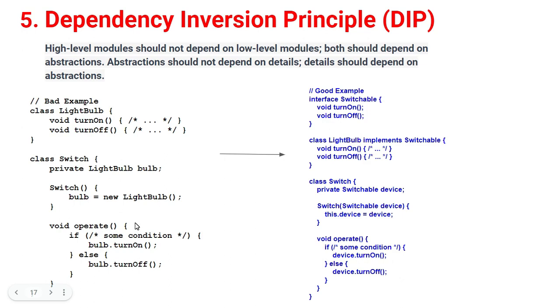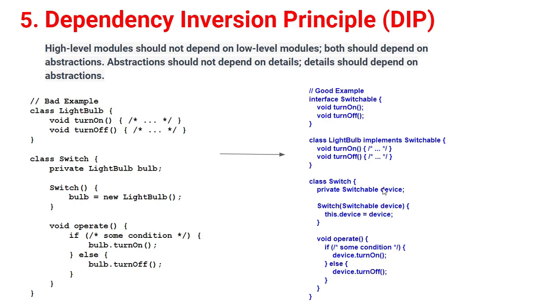But if you see the good example, they say create an interface Switchable, and provide the two methods, turn on and turn off, not like a class with the implementation in it. And now create a light bulb and provide the implementations. So some bulbs are light bulbs, some bulbs are something like automatic on off, like that. Based on that we can provide the implementations.